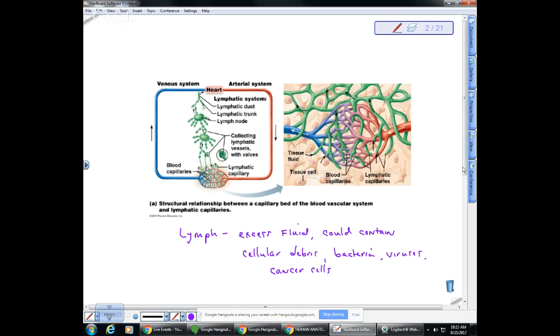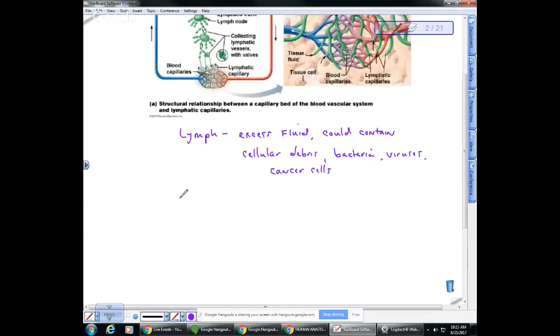Okay, so we have the lymph. Then we have lymphatic capillaries. These are blind-ended tubules with a flap. When the interstitial fluid increases, it causes the flap to open and fluid enters the lymphatic vessel. Then when there's too much pressure inside the lymphatics, that flap will close.